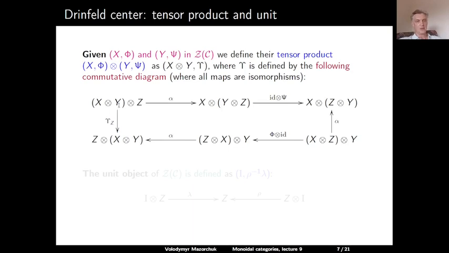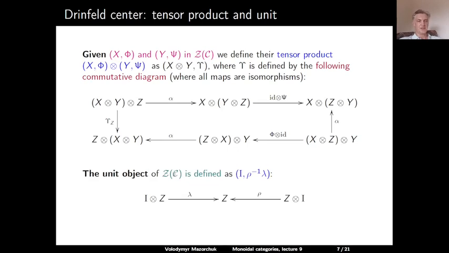And now we will go from the first object to the second one via a much longer path. First of all, we can use alpha to go to x tensor y tensor z, and then use psi here in the bracket to go to x tensor z tensor y. To this object we can come from x tensor z tensor y using alpha, so we can invert it if you wish. And here we have x tensor z in the bracket, to which we can apply phi to go to z tensor x tensor y. And now from this object we can go to z tensor x tensor y using alpha. This defines the map epsilon for the pair x tensor y, epsilon.